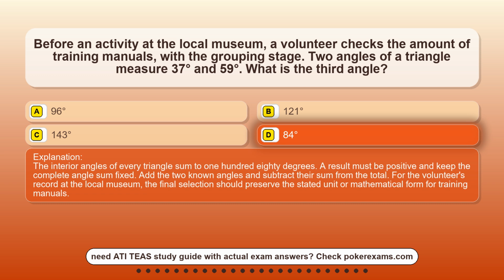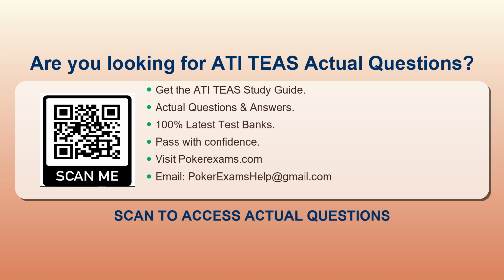The interior angles of every triangle sum to 180 degrees. A result must be positive and keep the complete angle sum fixed. Add the two known angles and subtract their sum from the total. For the volunteer's record at the local museum, the final selection should preserve the stated unit or mathematical form for training manuals.